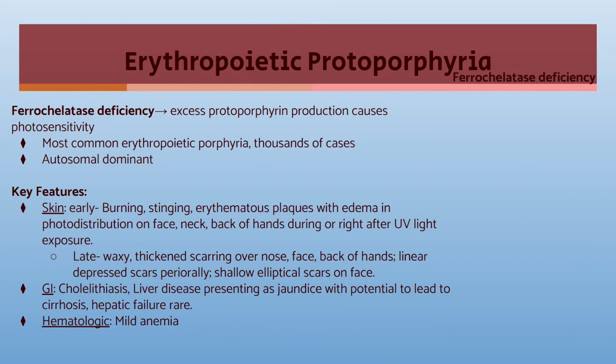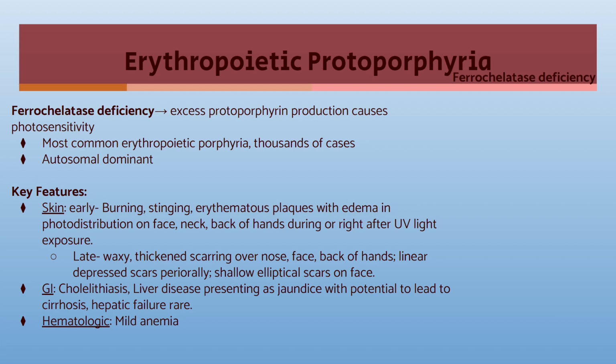Ferrochelatase deficiency causes EPP, which we're going to talk about now. So EPP is a type of porphyria again, but this one causes a specific type of skin finding, and it's the distribution of the lesions. They are going to be more burning, stinging, and more of an erythematous plaque that weeps rather than true thick blisters. And then after chronic exposure to UV light, you get this waxy, thickened scarring that can happen in all the sun-exposed areas. That includes the nose, face, back of the hands, linear depressed scars, especially perioral, and elliptical scars on the face.